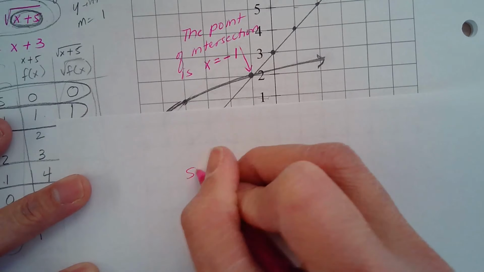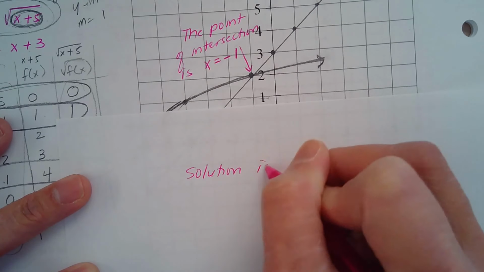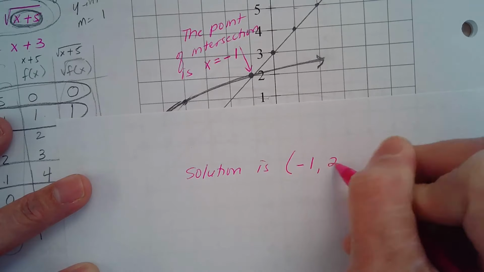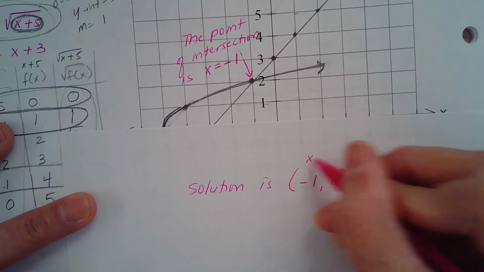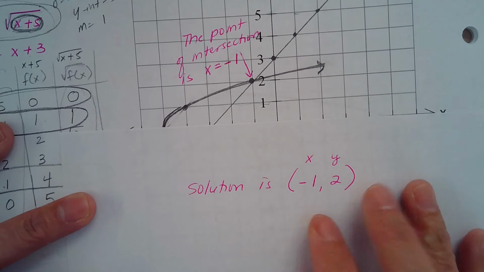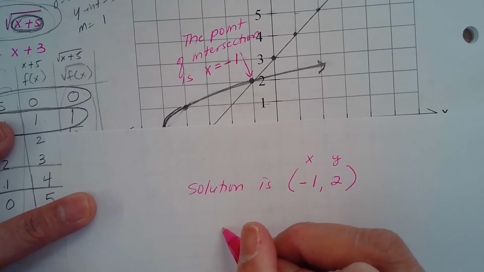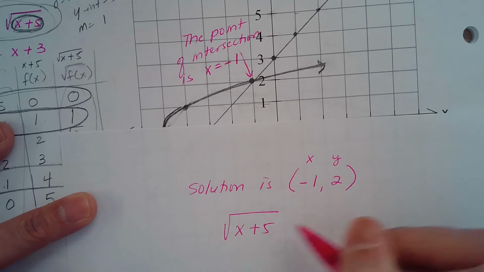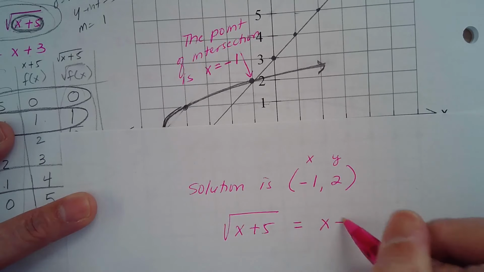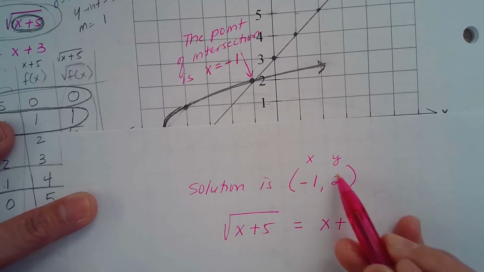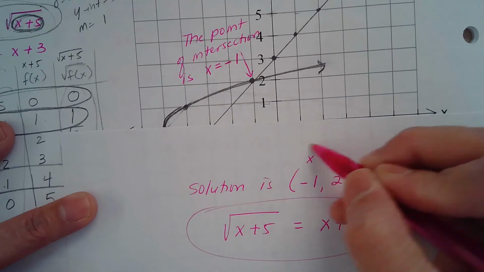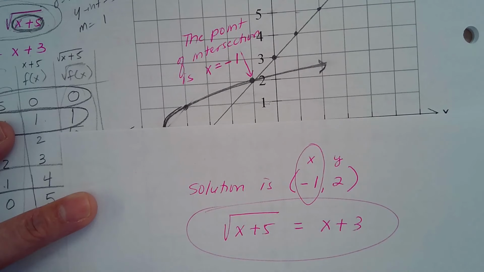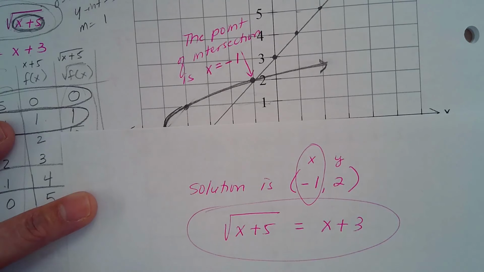Because if we say the solution is -1, 2, this is your x and then this is your y. The original question looks like this. There is no y in this equation, so we should only be stating the x. So x equals -1. Very good question.